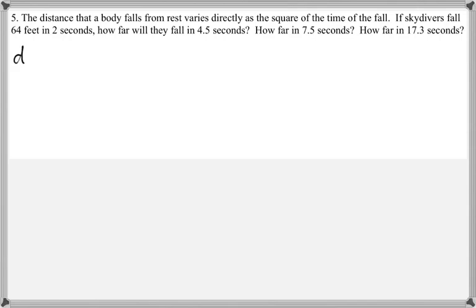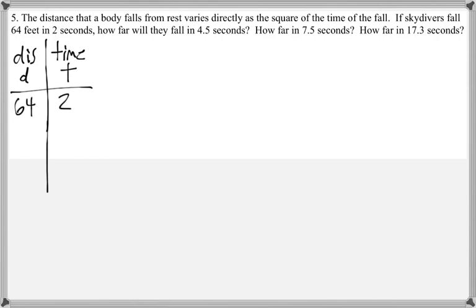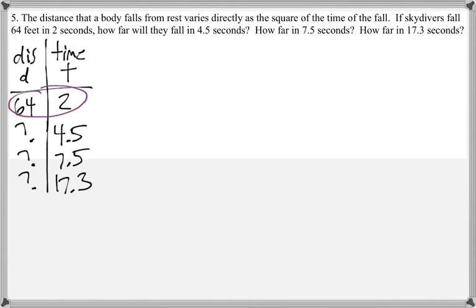So my two values here are the distance and the time. And to organize my information, they give me 64 and 2 together, and then 4.5, 7.5, and 17.3. That's what they're asking about. Okay, so I can use the pair where they give you both D and T to find K.